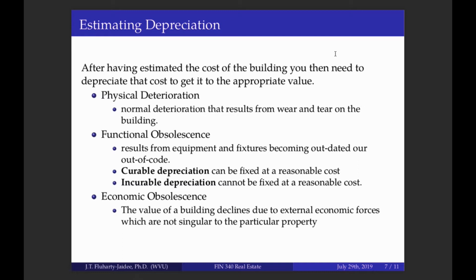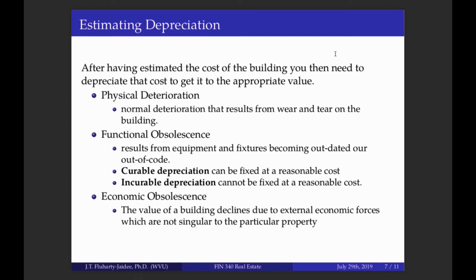Curable depreciation is where a cost can be fixed reasonably. It's not too expensive to have it redone. Incurable depreciation is where it is a very expensive thing to fix. For example, if your home was built with asbestos in the walls and in the ceiling, that is typically an incurable depreciation because it is extremely expensive to remove asbestos. It is also extremely expensive to remove lead piping, but it's far more expensive to remove asbestos, and that is an incurable depreciation. It's also out of code, and that is an outdated method for building.